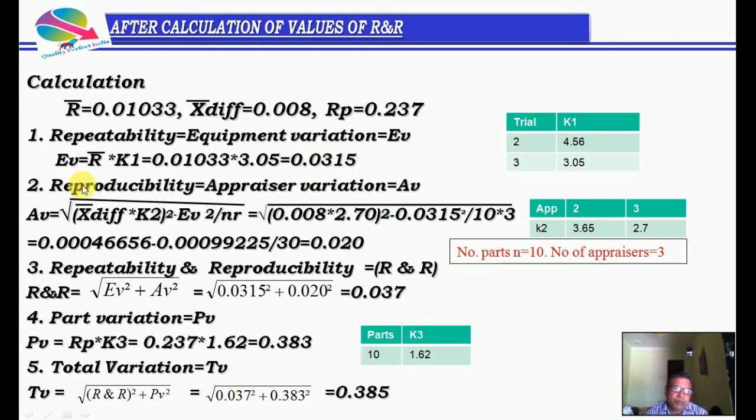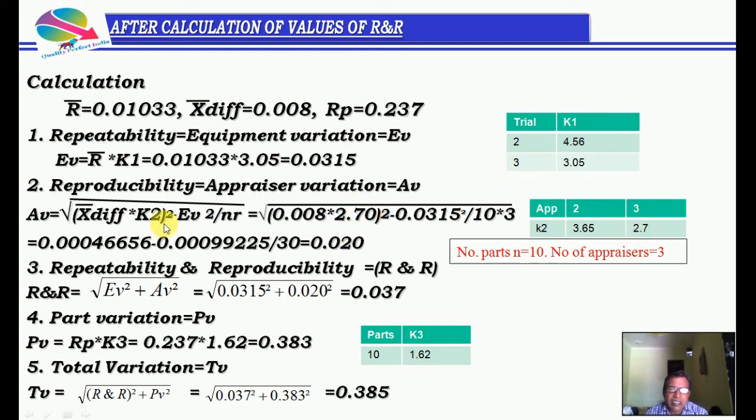Similarly, we have to calculate reproducibility, meaning appraiser variation, which is also known as the AV. AV formula is the square root of (X difference bar into K2) whole square minus EV square divided by NR. If you put all the values here, X difference bar you take from here, and K2 means if appraisers are 2, the K2 value will be 3.65, and if appraisers are 3, the K2 value will be 2.7. Here our appraisers are 3, so we take this value and put it here.